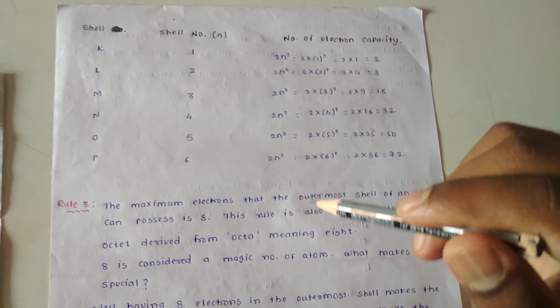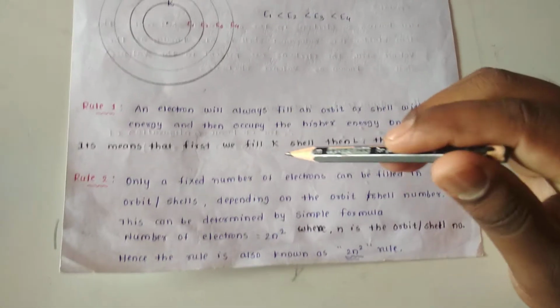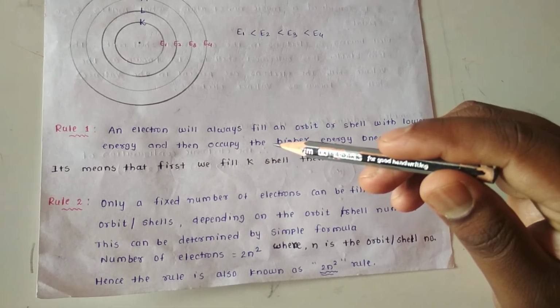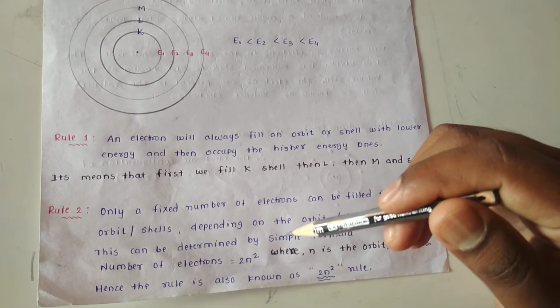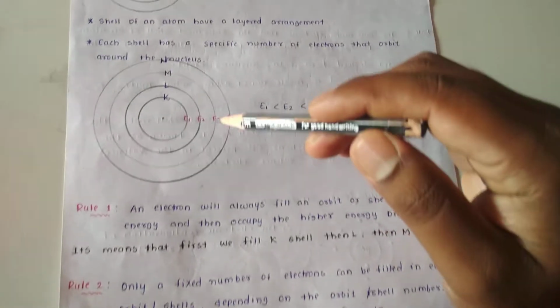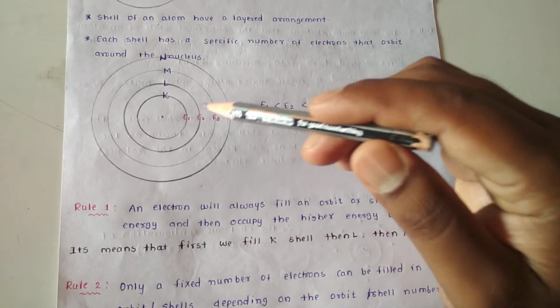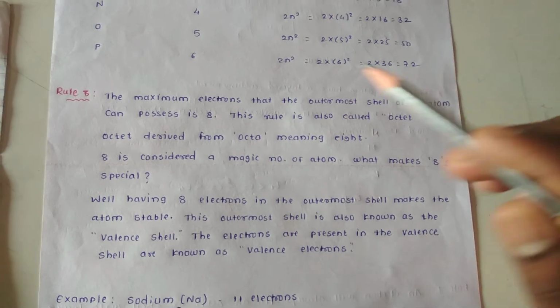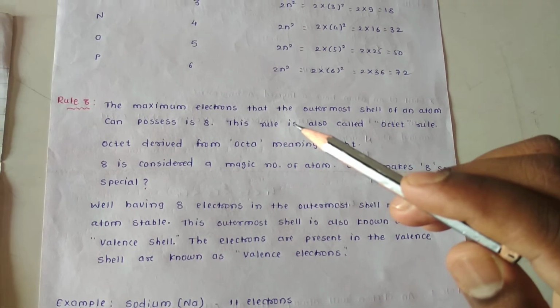Now the first two rules are straightforward. We know from where to start filling the atom and how many electrons can be filled in each shell or orbit. Now comes the third rule. What is the third rule? The maximum number of electrons that the outermost shell of an atom can possess is 8.